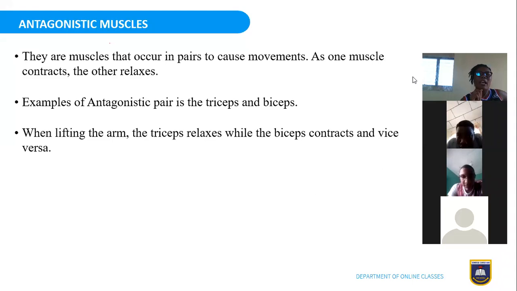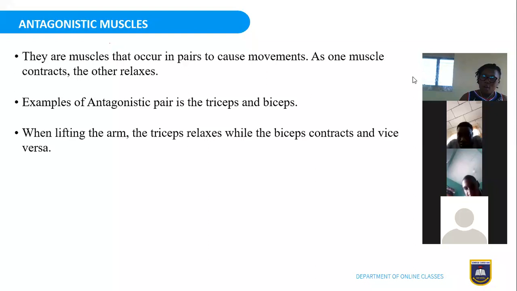That is why we're looking at functions of the skeleton. We said the skeleton allows attachment for what? Muscles. So the skeleton is serving as a surface so that muscles can be attached to it. For you to be able to move your hand, just like the way I'm moving my hand. For you to be able to walk. For you to be able to talk.